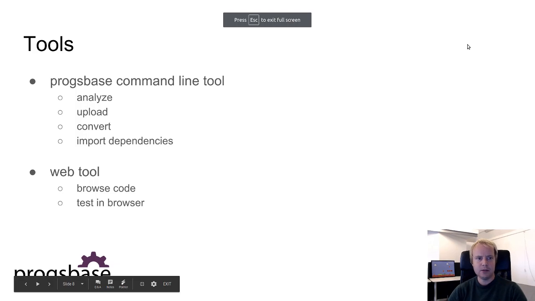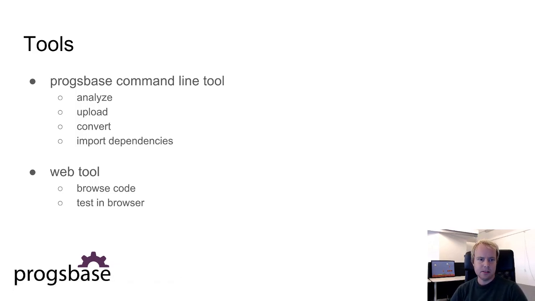Okay, so let's look at the tools that come with Progsbase. Now we just looked at the analyze function, which analyzes the Progsbase code that you've written to see that it is valid Progsbase. We also looked at the upload function, which uploads the library onto the repository that I just showed you. Now let's look at the convert function and the import dependencies function.